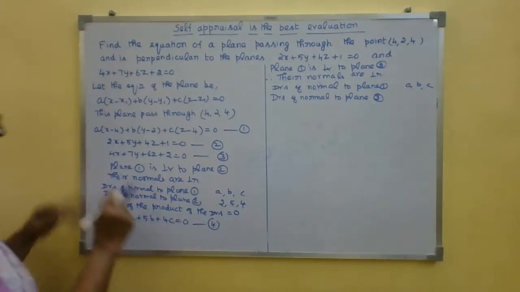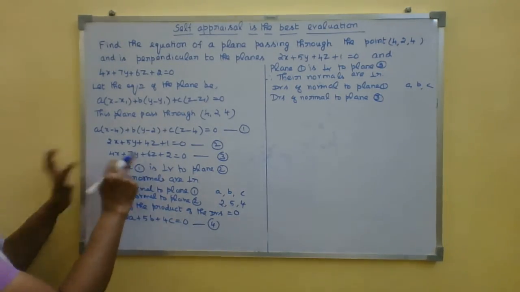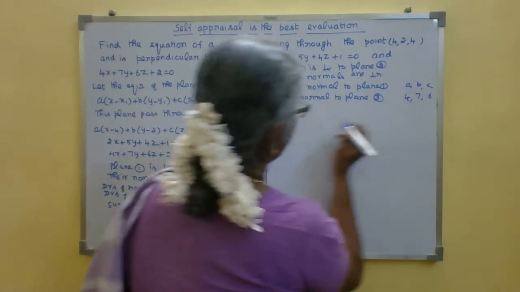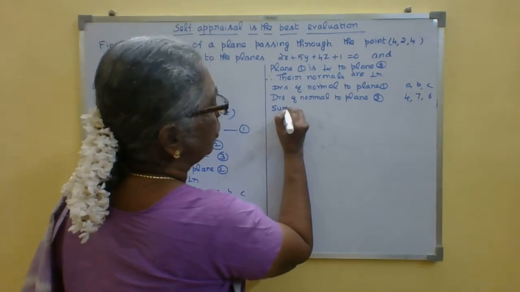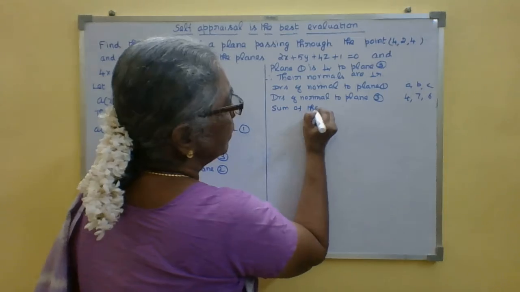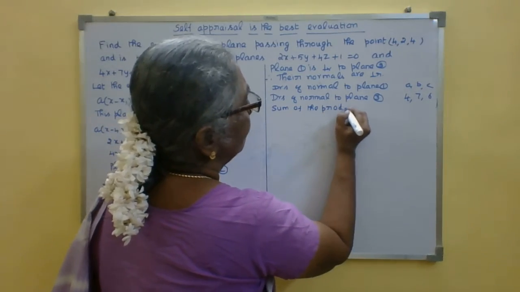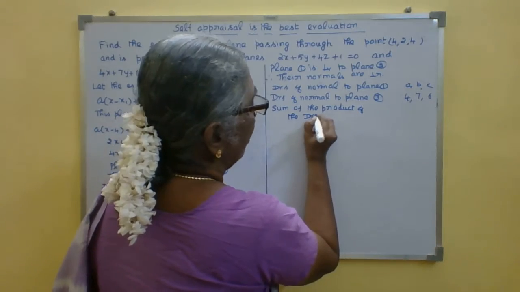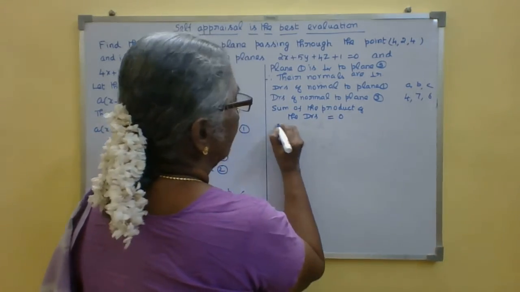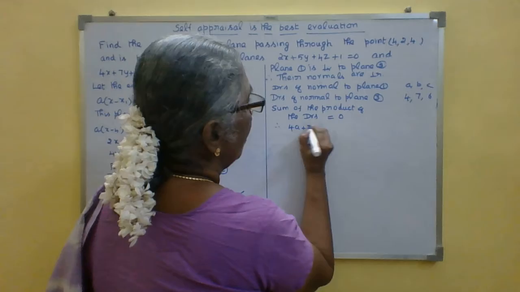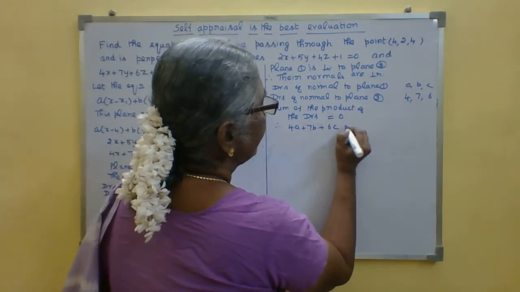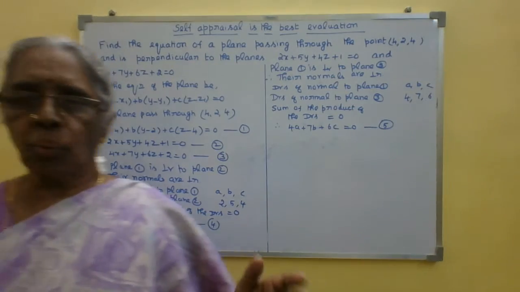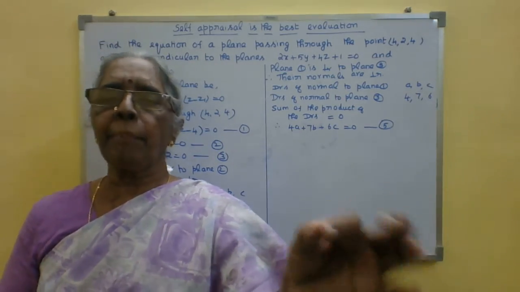Now the plane 3 equation you have here, 4, 7, 6, that you write here: 4, 7, 6. Also you are using the same concept: the sum of the product of the DRs is equal to 0. Therefore you get 4a plus 7b plus 6c is equal to 0. Mark this as 5. Now you have got 3 unknowns a, b and c.